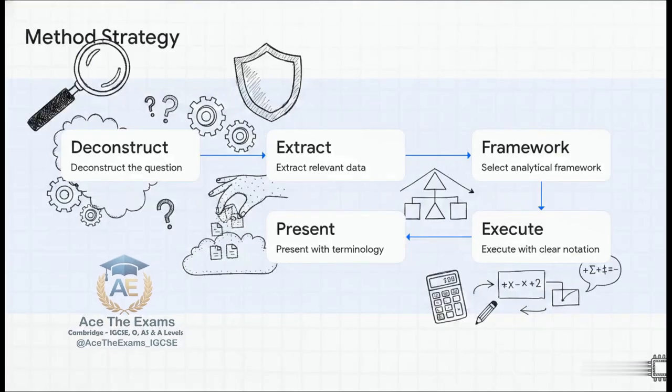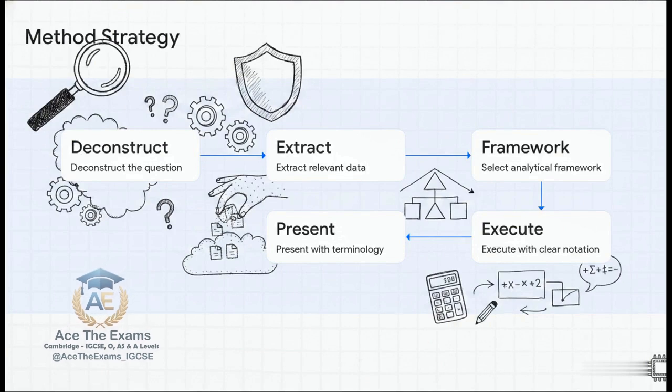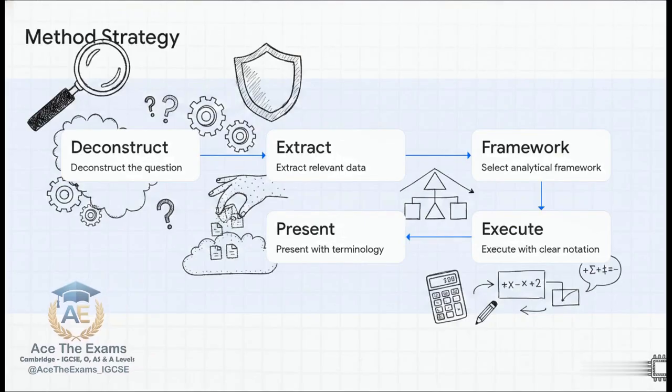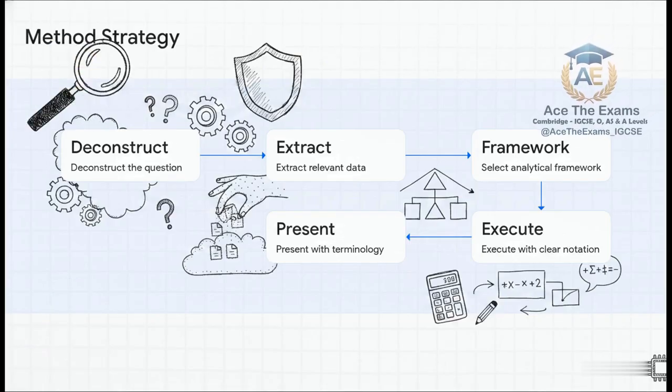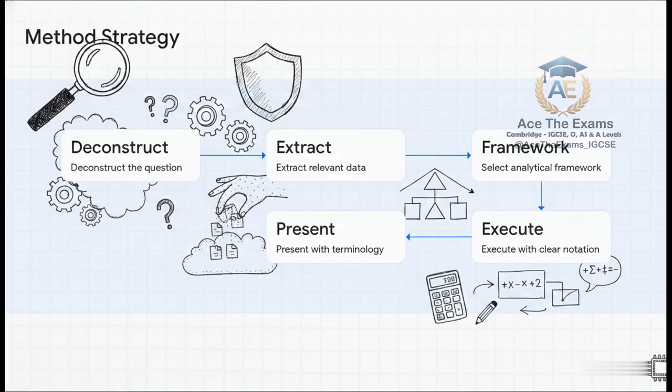This 5-step method mark strategy, this is your blueprint. Examiners actually award method marks specifically for following this exact procedural flow. Step 1, deconstruct the question. Step 2, extract the relevant data. Step 3, select the proper analytical framework. Step 4, execute your calculation using crystal clear notation. And Step 5, present your final answer using the correct terminology.